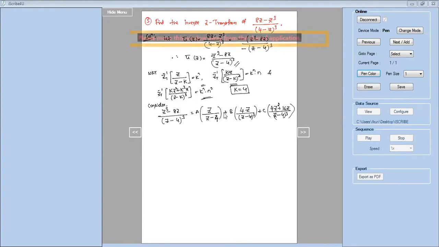Now if you have any doubt in this modification, you can ask me. This is the main step, guys. If you understand this, all other things are very easy. From here onwards, it is just finding A, B, C. So the splitting is very important. Just look at the splitting, go through it, and if you have any doubts, ask me now.